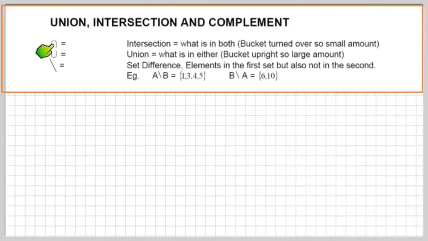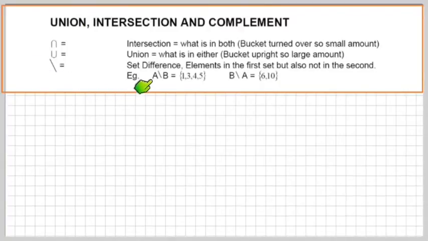Now, intersection in plain English means and. We've got a bucket turned upside down, which indicates a small amount, okay? This U is the union, which means what is in either, okay? It's a bucket upright, so it can hold more, okay? That's a little nifty way of remembering this, yeah? Intersection, union. This little thing means except, okay?